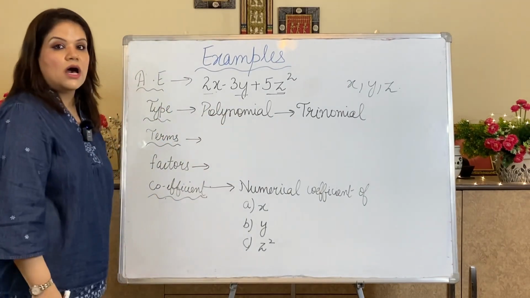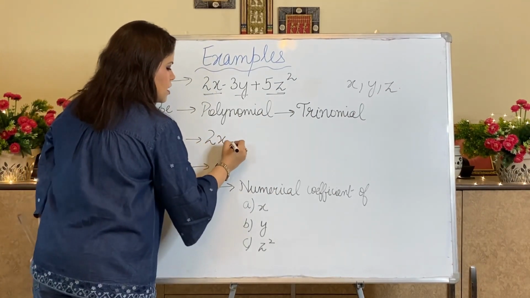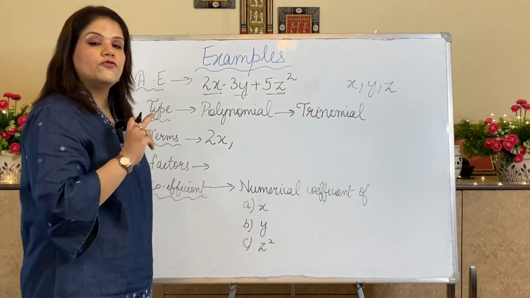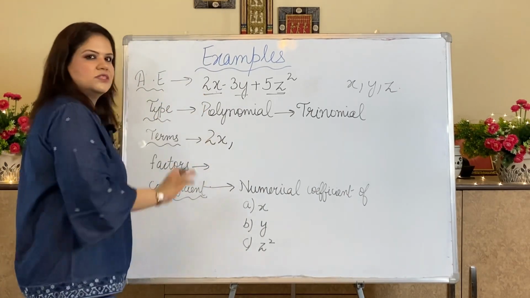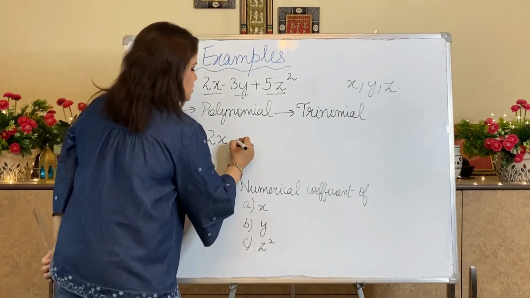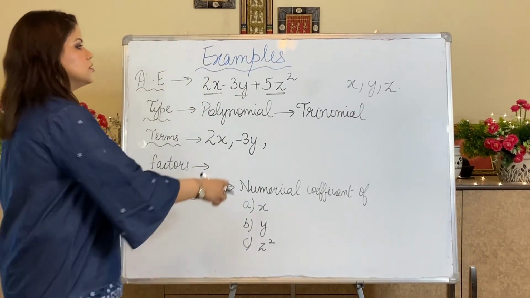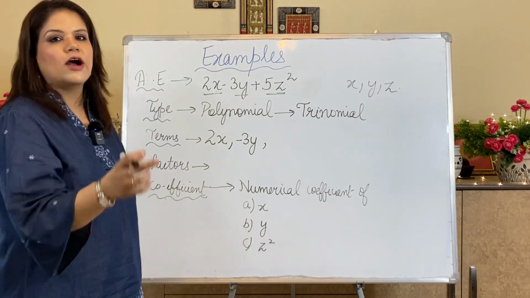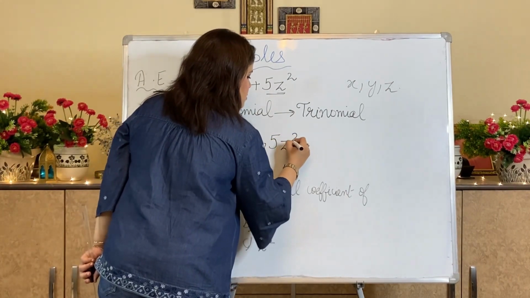Now comes the terms. How to find the terms? 2x is my first term, comma, we will write the terms using comma. And for the first term, since it has a positive sign, so we will not write positive sign. But the second term has negative sign in front of it. So we will be writing negative sign also for the second term. For the third term again, I am having positive sign, which I won't be writing while writing the term. So third term will be 5z square.